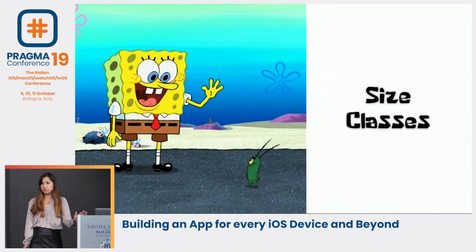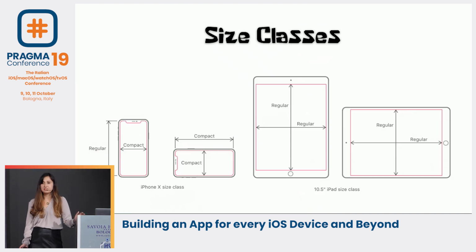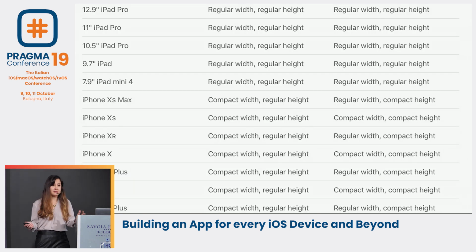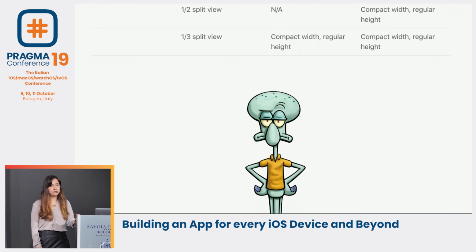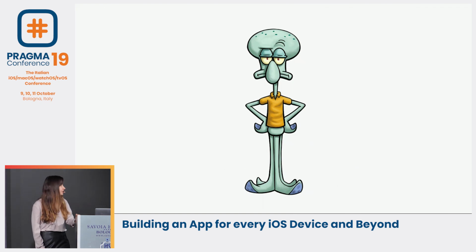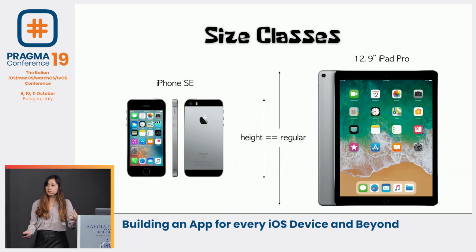But Apple offered a solution, sort of, size classes. For every device, all the dimensions are either regular or compact. So the dimensions are either one or the other, but it's quite a few combinations, especially when you start taking into account split screen. What's sort of even more counterintuitive is the fact that devices like iPhone SE and the largest iPad Pro have the same vertical size class, even though they're hugely different.